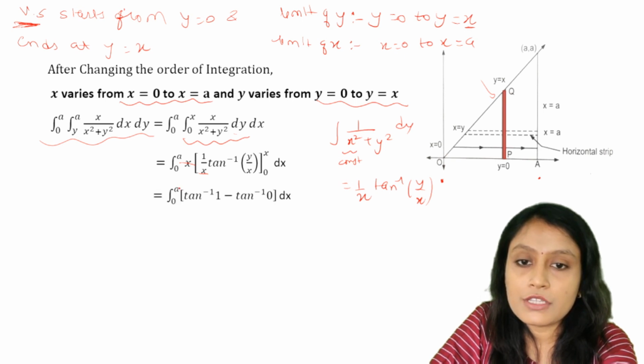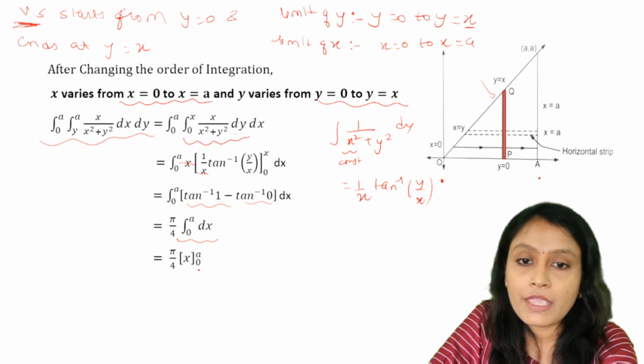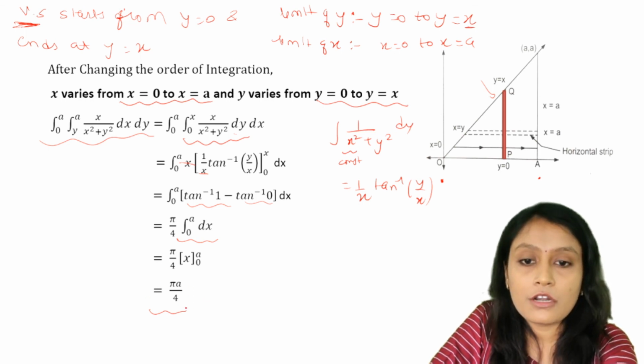So what you will get is integration 0 to a, this x upon x, that is 1, so tan inverse 1 minus tan inverse 0 after substituting 0. Now we know tan inverse 1 is pi by 4, and tan inverse 0 is 0. Take pi by 4 outside of the integration, so you will get pi by 4 into integration 0 to a dx. Now integrate this: pi by 4 into x, and the limits are 0 to a. Substitute the limit, so you get a minus 0, that is a. So the final answer of this integration after changing the order of integration is pi a upon 4, right?